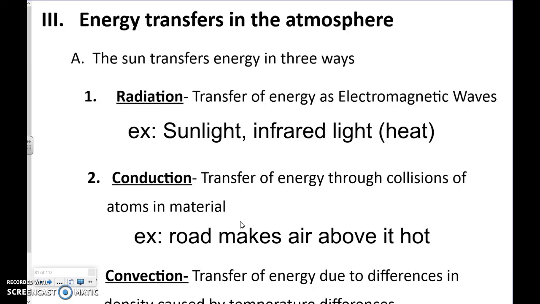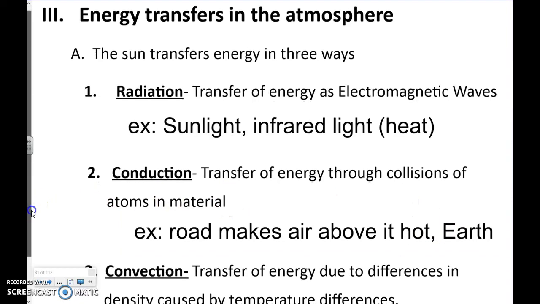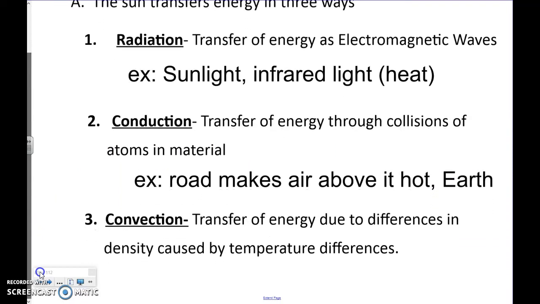The Earth itself is warm, and it can actually transfer heat into the atmosphere as well, from the rock, from the molten area. So that's conduction. And then the last one is convection. This one's most important. We're going to spend some time on this later.